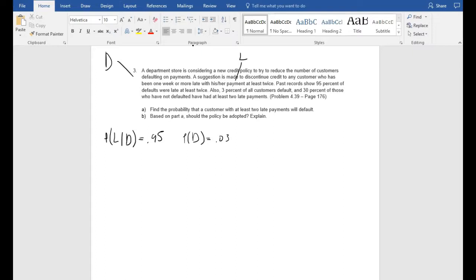And then lastly, 30% of those who have not defaulted have had at least 2 late payments. So the 2 late payments is, again, our definition of L. Okay, so I'll read that again. And 30% of those who have not defaulted. So given that they have not defaulted, they've had at least 2 late payments, so L. So that would be the probability of L given that they haven't defaulted, 0.30.